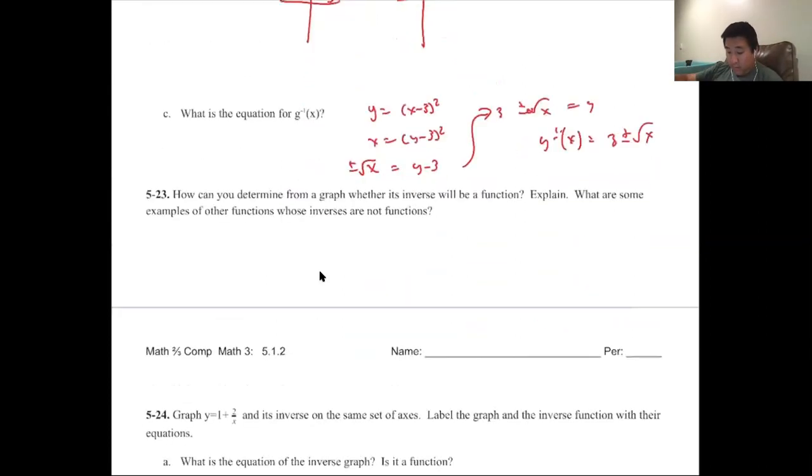How can you determine from the graphs whether the inverse will be a function? Explain. What are some examples of other functions whose inverses are not functions? You can do not a vertical line test, but a horizontal line test. There's one, absolute value.